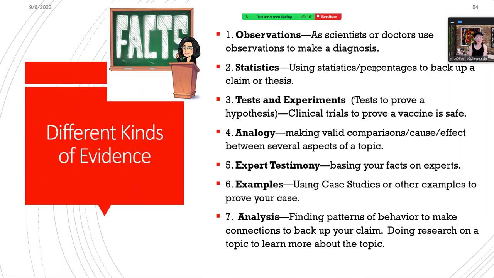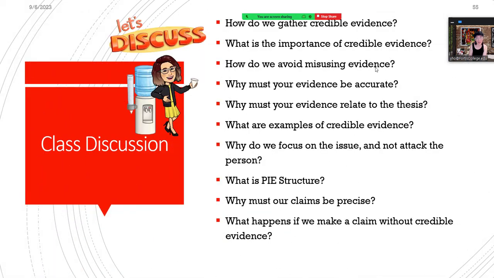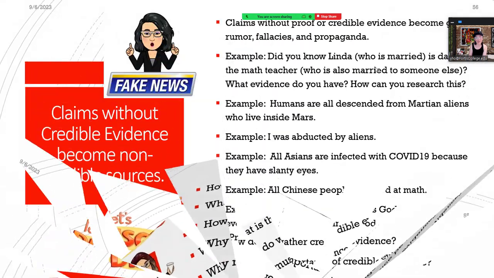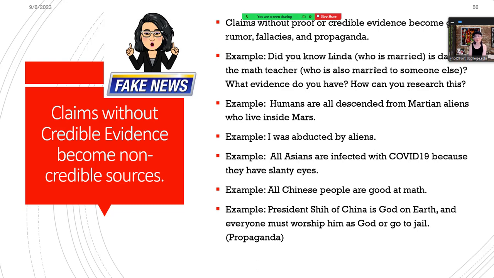And so here are different kinds of credible evidence: observations, statistics, analogies, tests and experiments, expert testimony, case studies, and analysis. And so how do we gather credible evidence? Well, if you don't have credible evidence, then your claim becomes rumors, fallacies, and propaganda. An example of a rumor would be: did you know Linda, who is married, is dating the math teacher who is married to someone else?